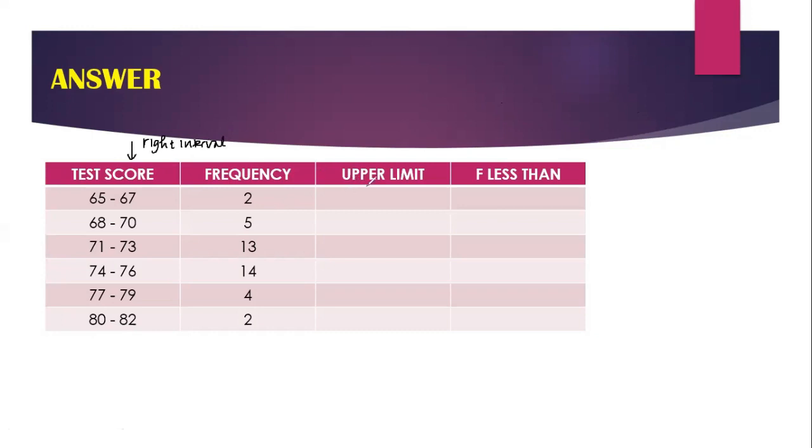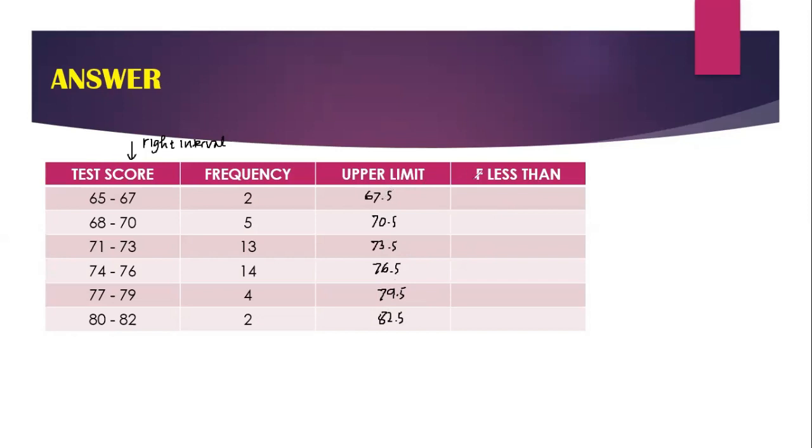So the upper limit is 67.5, 70.5, 73.5, 76.5, 79.5, and the last is 82.5. Is it clear, everyone?